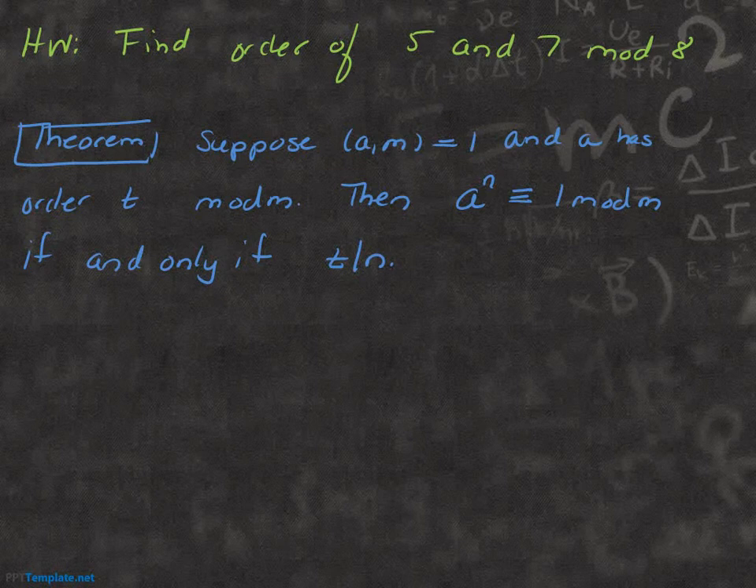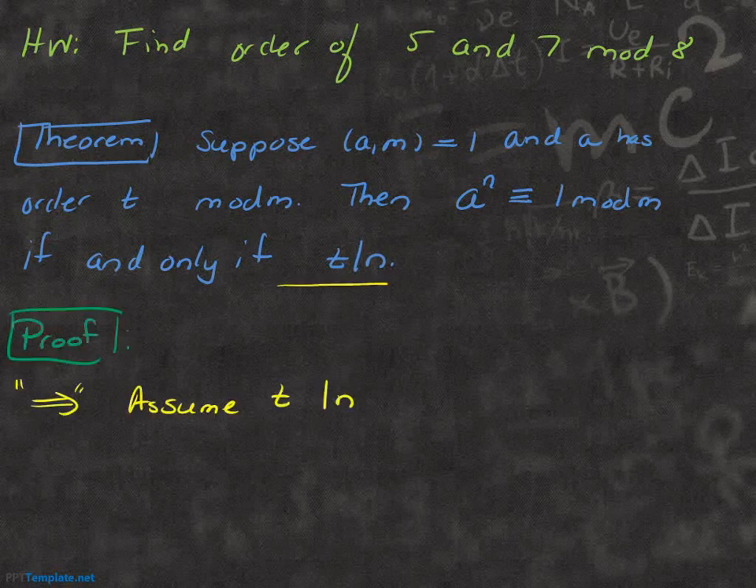So here's a theorem that says if I have (a, m) equal to 1 and a has order t mod m, then a to the n is congruent to 1 mod m if and only if t divides n. And the reason I chose this particular problem is not because I expect you to memorize it. I want to show you an if and only if proof, an example that you can keep and come back and look at when you take classes next semester.